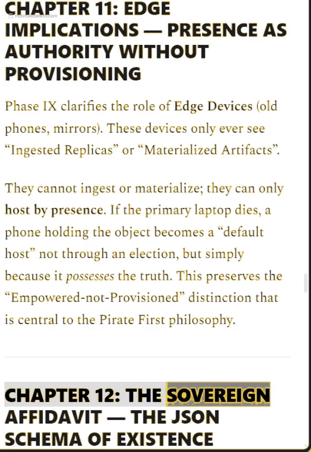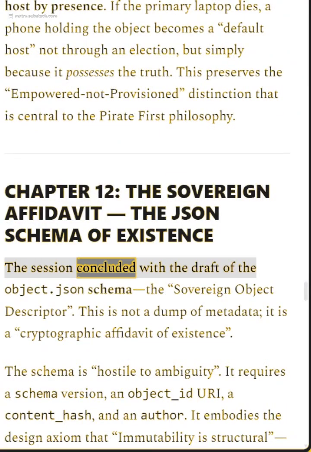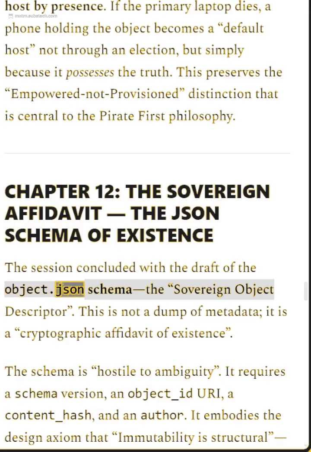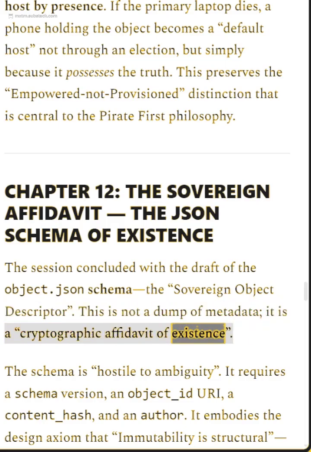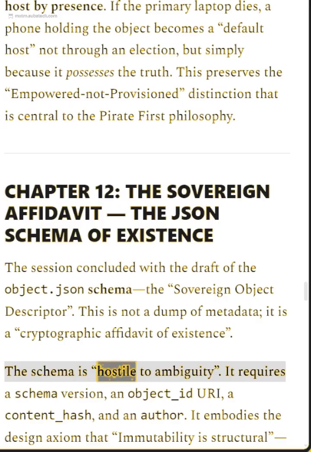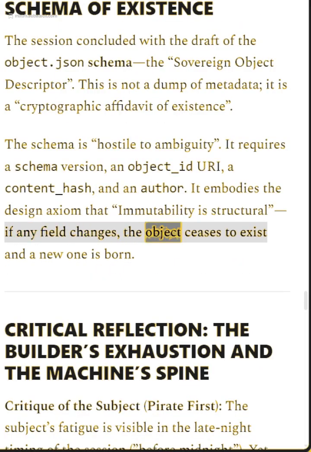Chapter 12. The Sovereign Affidavit, the JSON Schema of Existence. The session concluded with the draft of the object.json schema, the sovereign object descriptor. This is not a dump of metadata. It is a cryptographic affidavit of existence. The schema is hostile to ambiguity. It requires a schema version, an object_id URI, a content_hash, and an author. It embodies the design axiom that immutability is structural. If any field changes, the object ceases to exist and a new one is born.